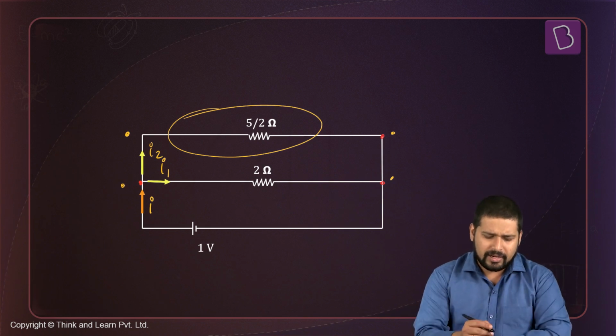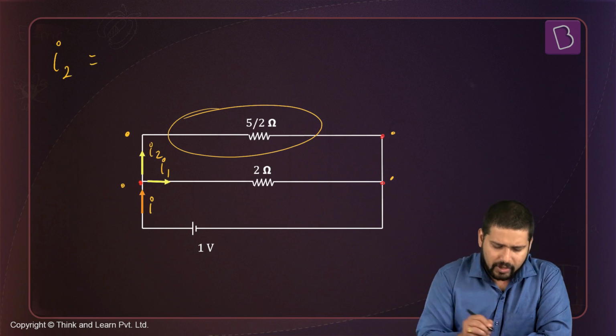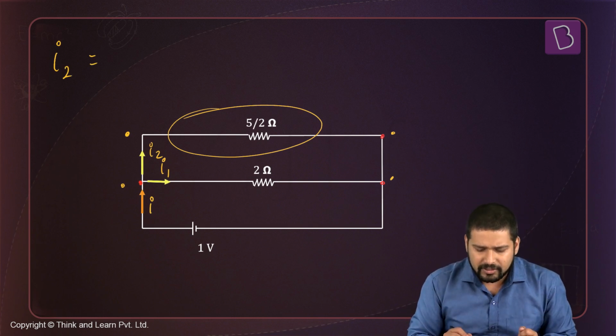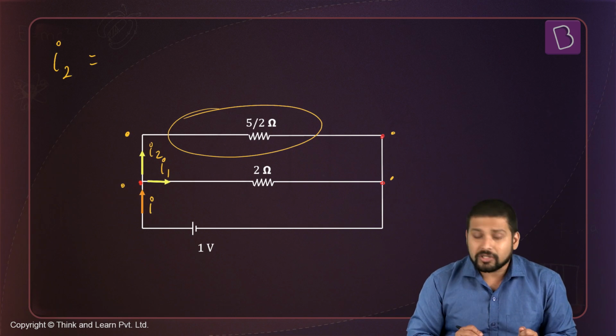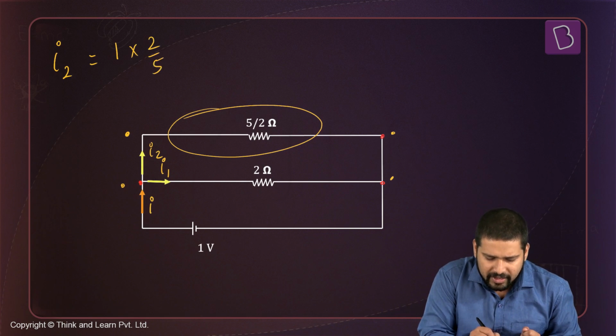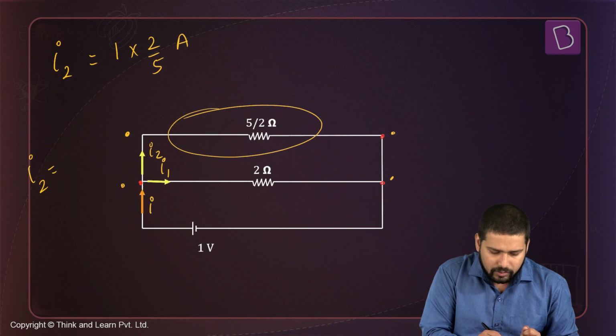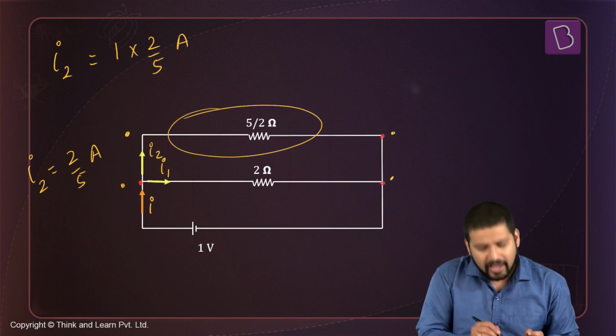If that is true, then I can say that the value of I2 is going to be equal to, for this branch, the effective resistance is 5 by 2 and the potential difference is 1 volt. So 1 divided by 5 by 2 gives me 2 by 5. That's the value of current. So I2 is equal to 2 by 5 amperes.